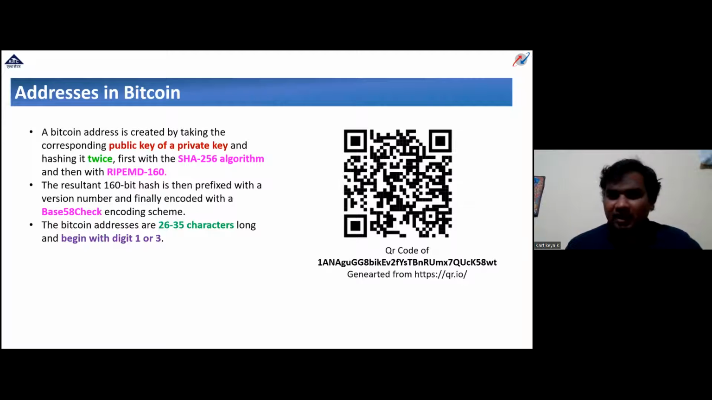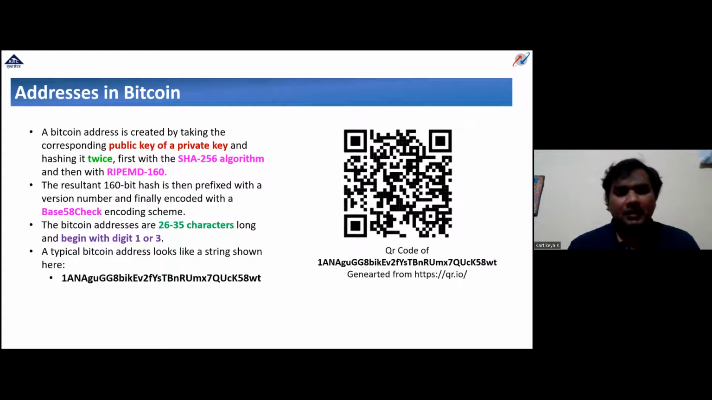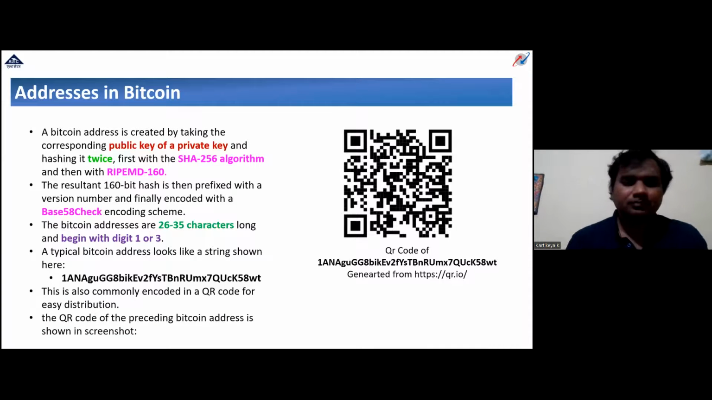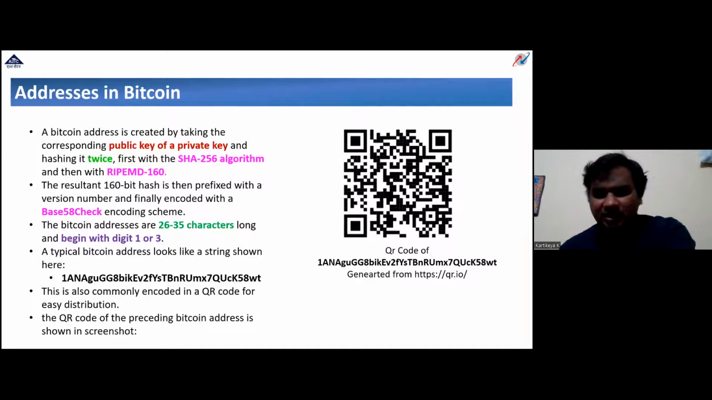The prefixes 02, 03, 04 that we saw earlier are for public keys, but these are not public keys. These prefix digits are talking about addresses in Bitcoin. A typical Bitcoin address looks like this string of characters, like this example here: 1A, and so on. This is also commonly encoded in a QR code for easy distribution. This is very hard to distribute, right? We can't share this one. So this string is encoded in the QR code and that can be distributed easily. The QR code of this Bitcoin address is shown here. See here.